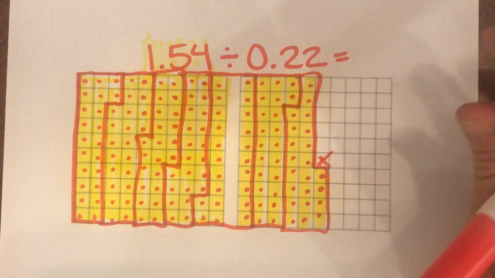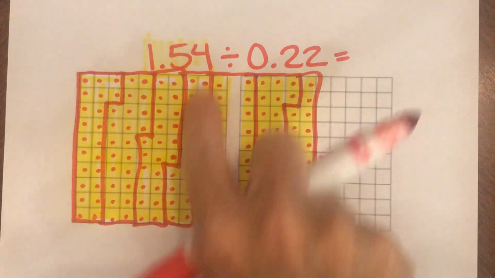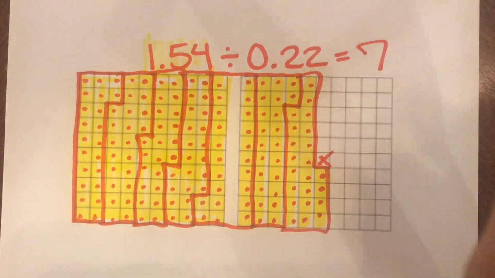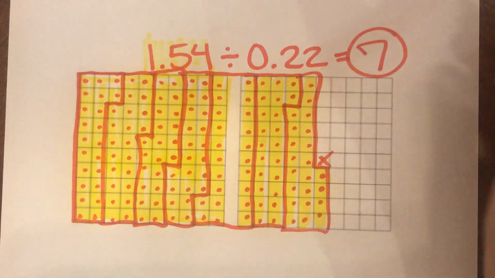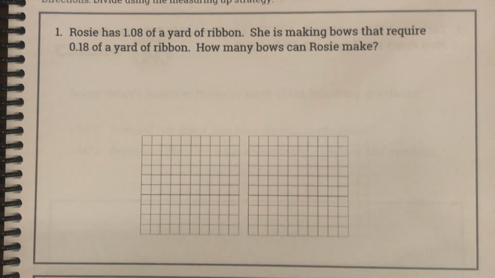How many groups do we have? Because that's going to be our quotient. 1, 2, 3, 4, 5, 6, 7. So Jonathan can make 7 groups of sugar, which would be 7 dozen cookies he gets to make. Okay, so ladies and gentlemen, grab something to shade with, either a crayon, a marker, or a highlighter, and then we're going to be on page 278.